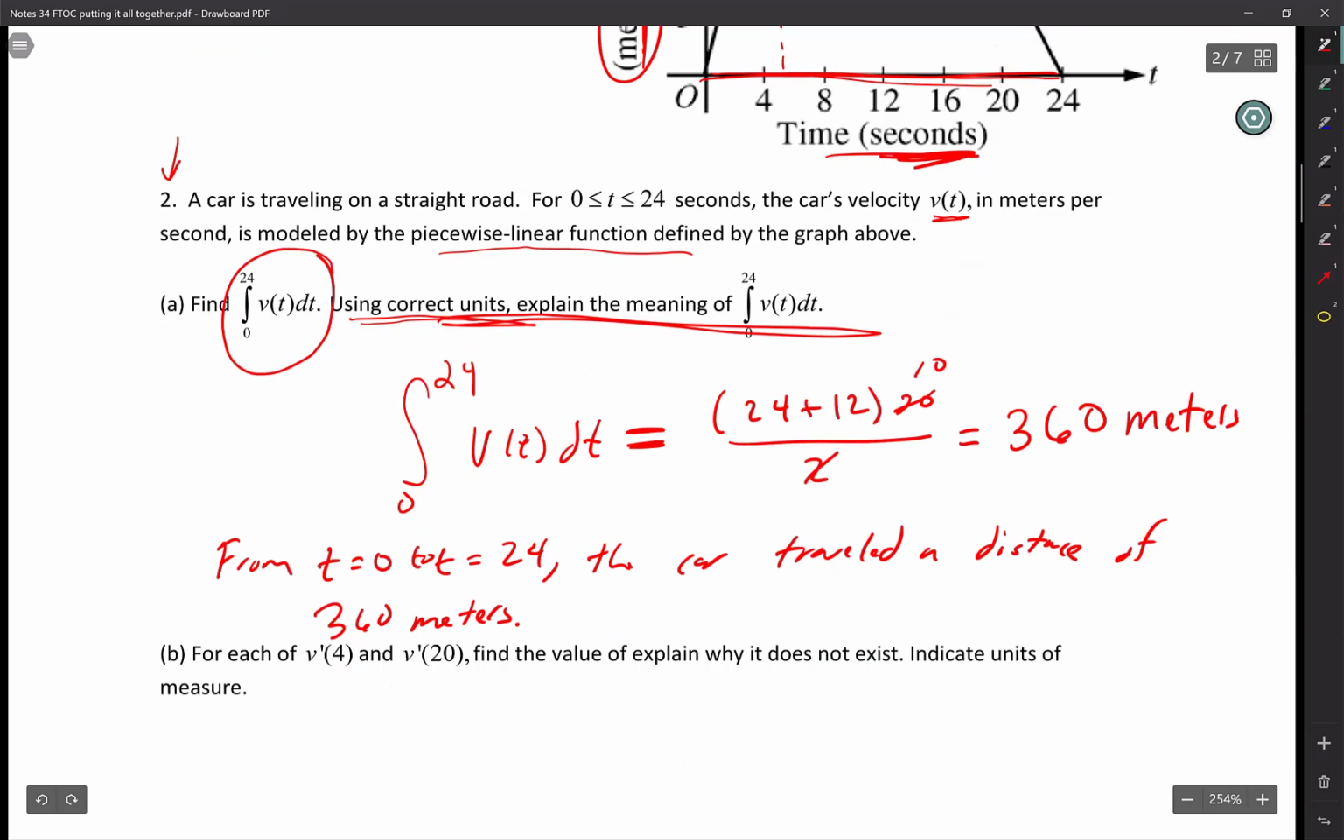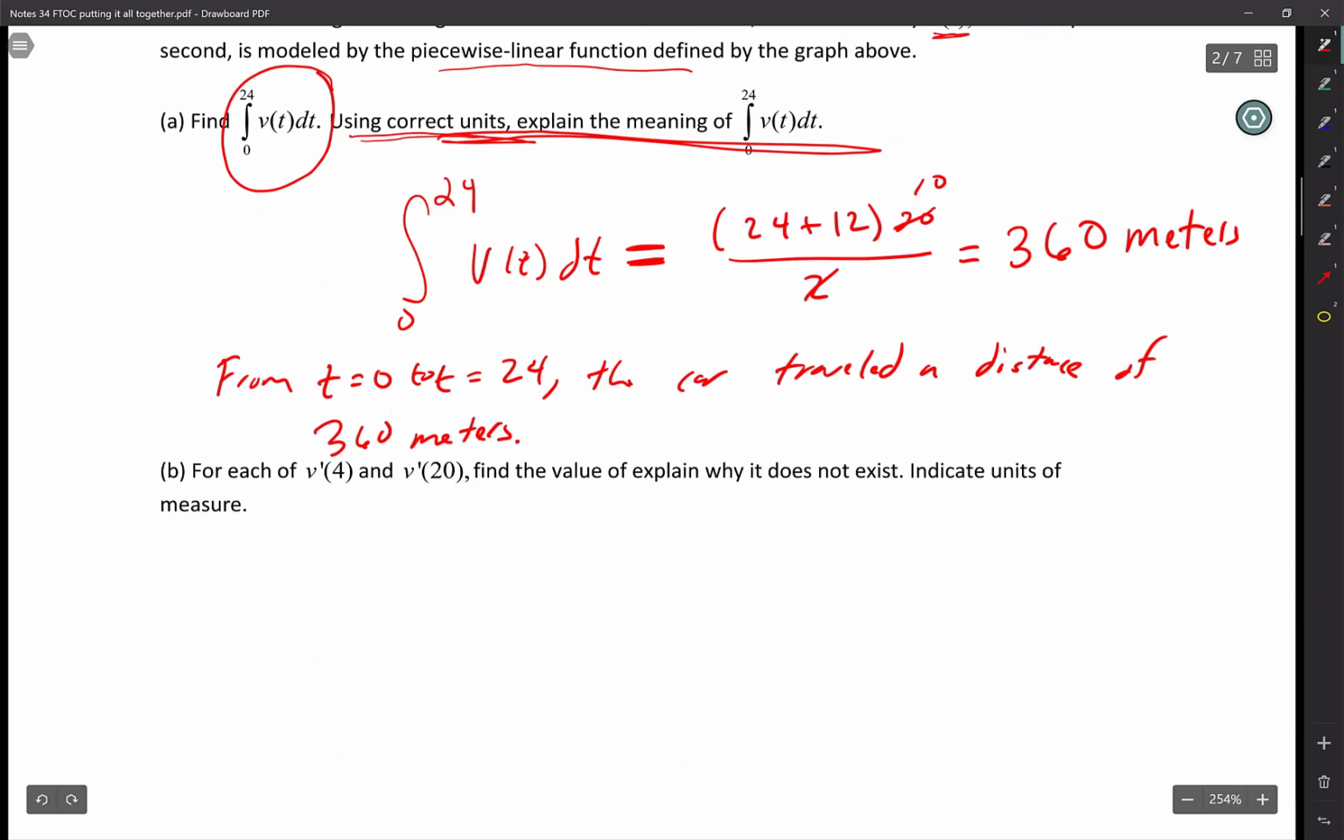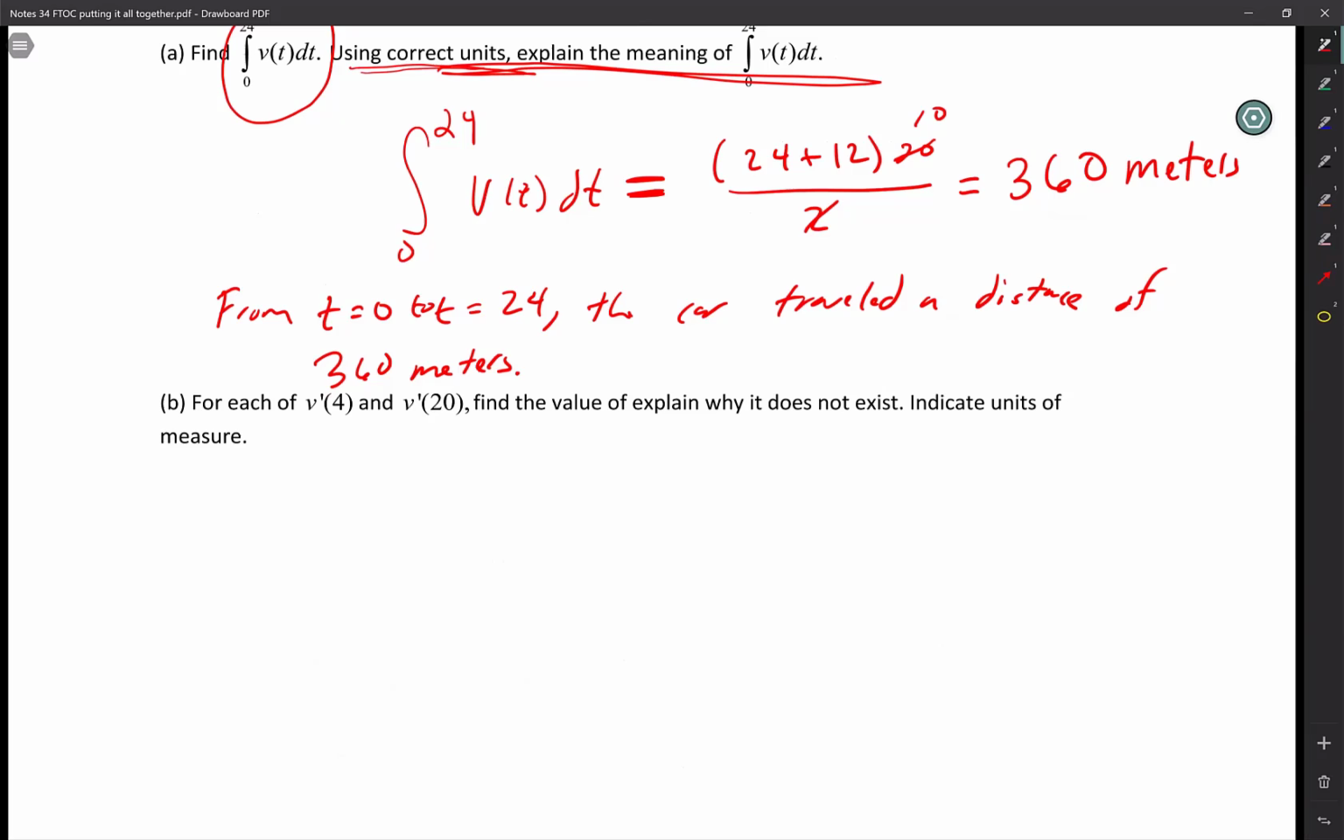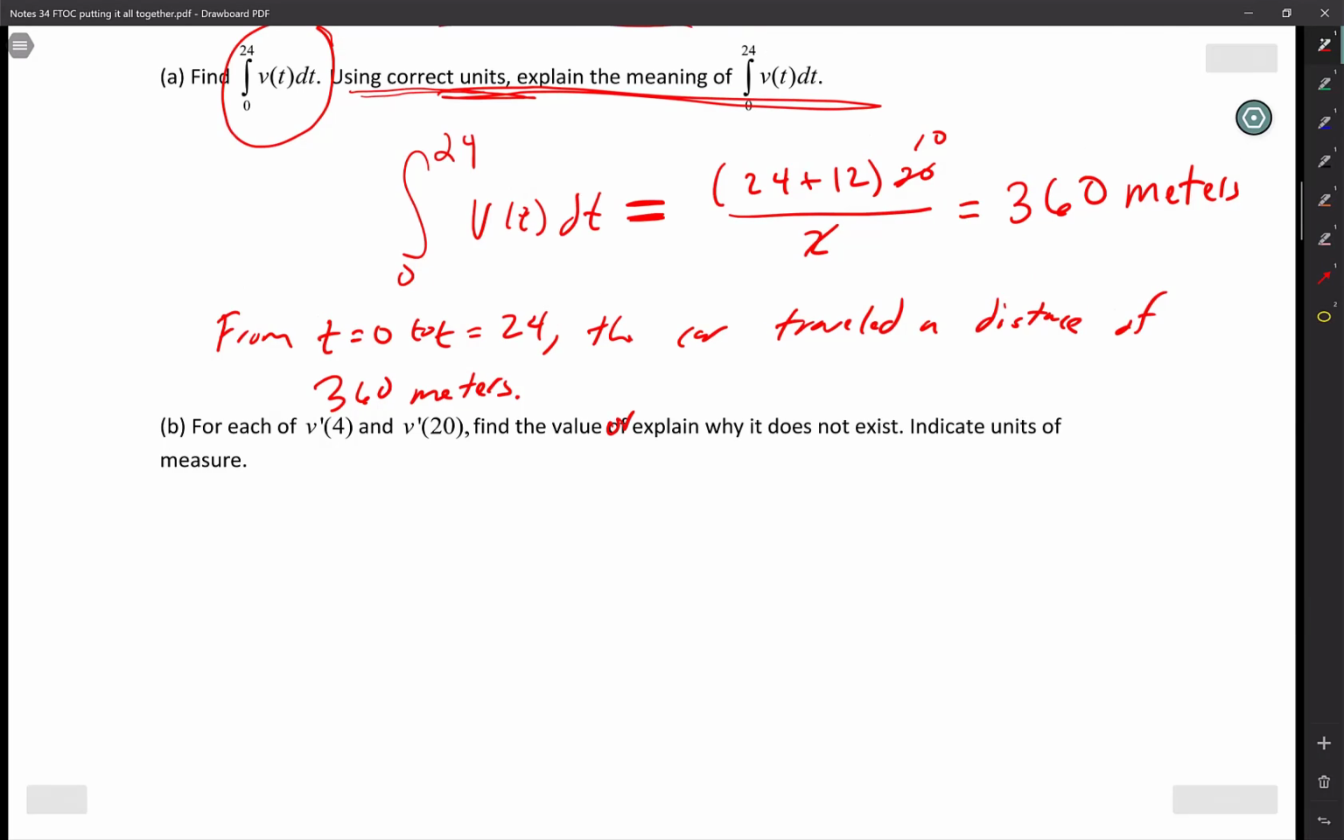Awesome. Let's go to the next one. Letter B. For v prime of 4 and v prime of 20, find the value, or explain why it does not exist. Okay, obviously a typo on my part. That should be an "or." Indicate units of measure. Okay.